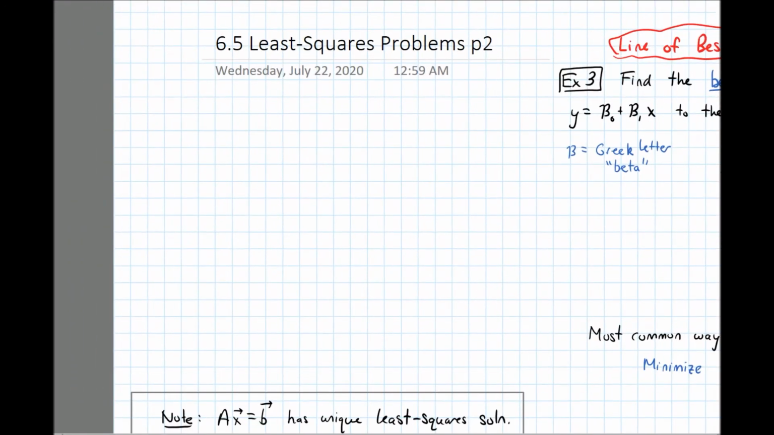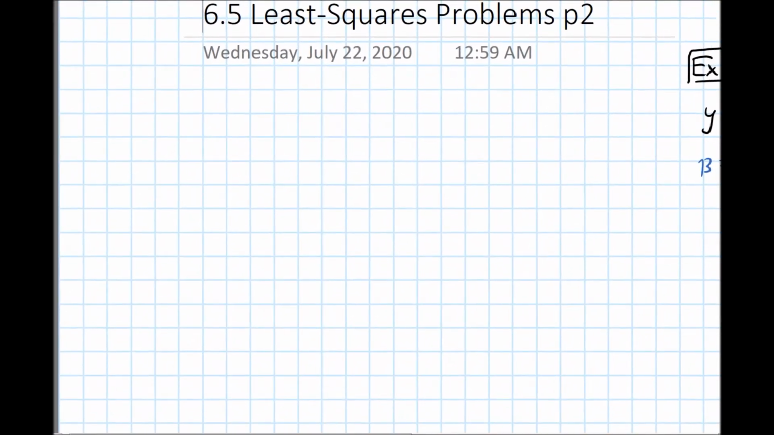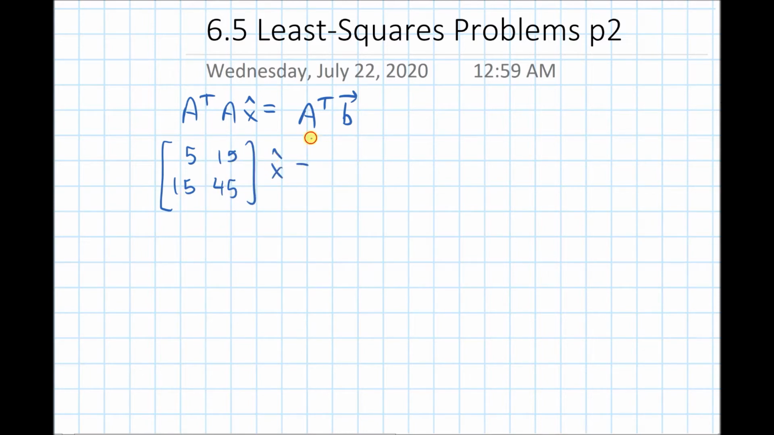Okay, I need a little bit more room, so let's go to the next page. Let me zoom in a bit. We're trying to solve A transpose A x hat equals A transpose b. This is the system we're trying to solve. We know what A transpose A is, we just figured it out. It was 5, 15, 15, and 45 times x hat equals A transpose b, which was 3, 9. To solve something like this, we'd set up the augmented matrix and row reduce.